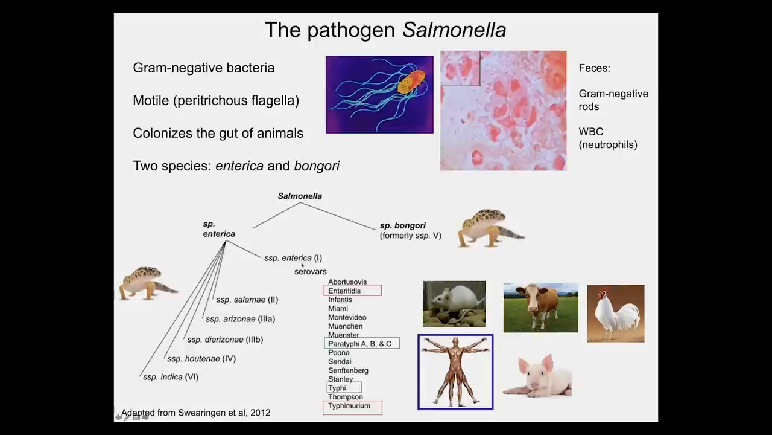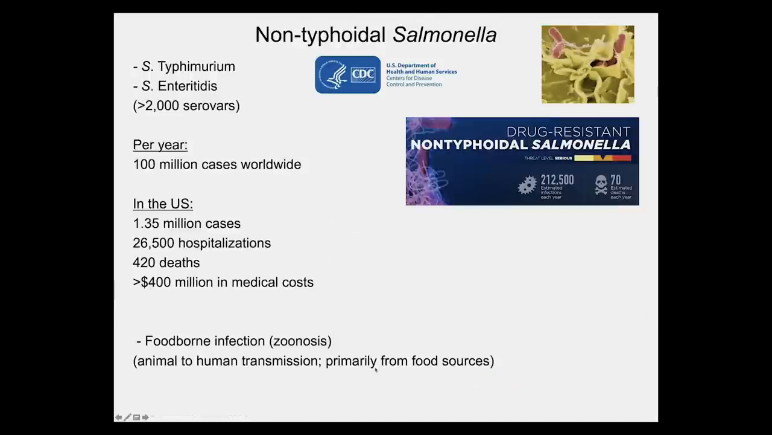Subspecies enterica 1, however, is where you find all the Salmonella strains that infect humans. They can infect humans as well as other mammals. And these include Salmonella enteritidis and Typhimurium, as well as Salmonella Typhi and Paratyphi that are really specific to humans.